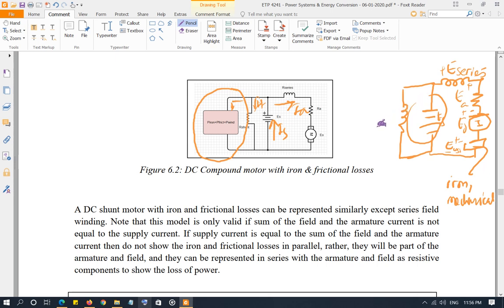So what is the effect? The effect of these losses is that your E naught is going to be smaller in general, right? Your output voltage is going to be smaller.